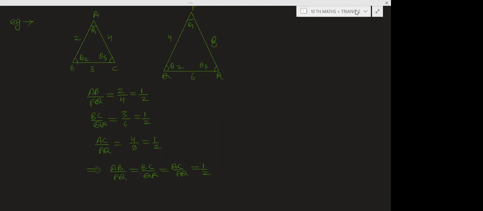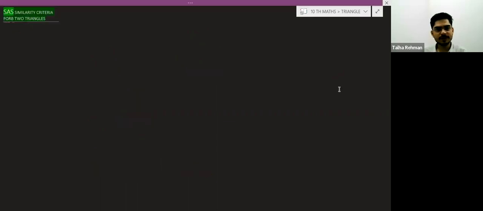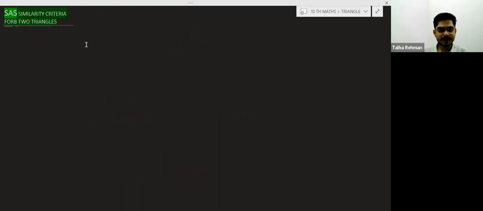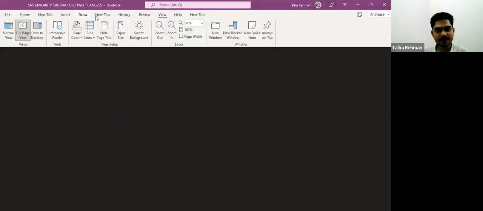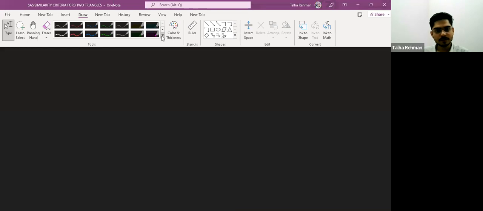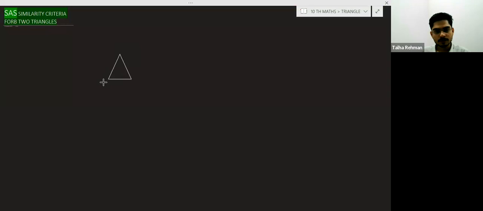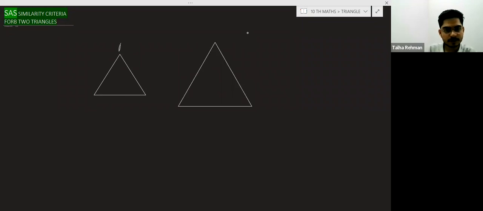Okay, very good. Now there is one more criteria, that is side angle side criteria. I will explain this with the help of one example, and this is also very easy. This is one triangle, another triangle. Suppose this is triangle ABC. This is triangle PQR. Suppose your AB is 2 and your AC is 3 and this angle is 60 degree. And suppose your PQ is 4 and PR is 6 and this angle is 60 degree.